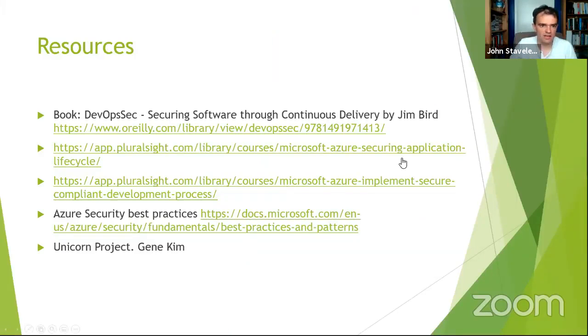Resources. Most of my process is based on this book. This is an excellent book on DevSecOps by Jim Bird. There's a couple of Pluralsight courses here, which cover some of the tools that we've looked at today. This is the best practices book by Microsoft on securing Azure resources. That is very easy to read, and I'd recommend you look at that. And The Unicorn Project by Gene Kim has just come out, and that will help you understand DevOps better, continuous deployment better, and also some security perspectives as well.